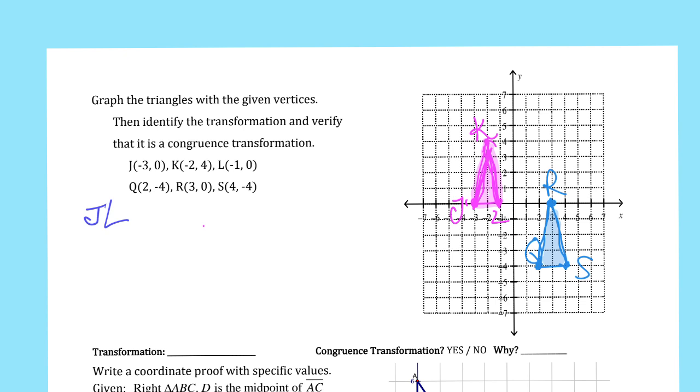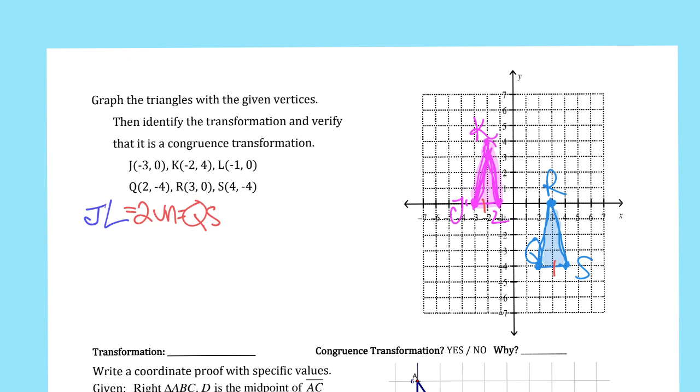To prove these, we need to prove that they're congruent to each other. So if we do JL, the length of JL is pretty easy. It's 2 units, and that's equal to QS. So JL and QS, absolutely, their lengths are equal to 2 units, so we've got a side that's going to be congruent to another side. Awesome.